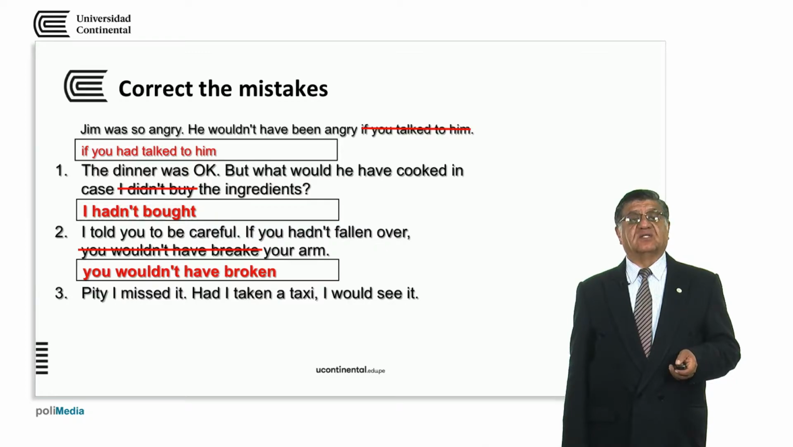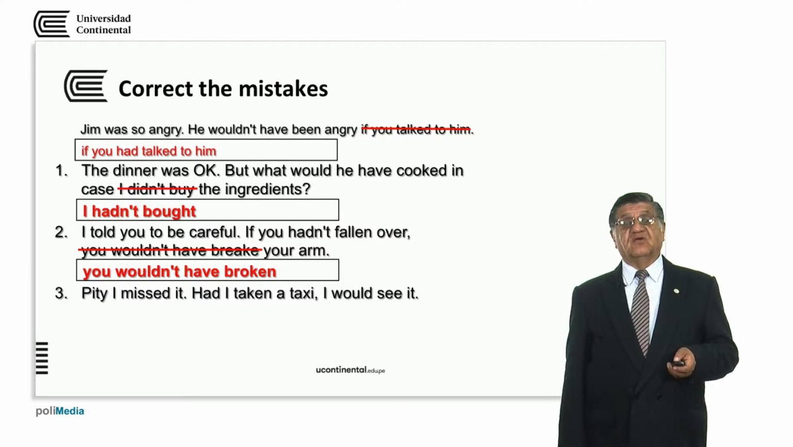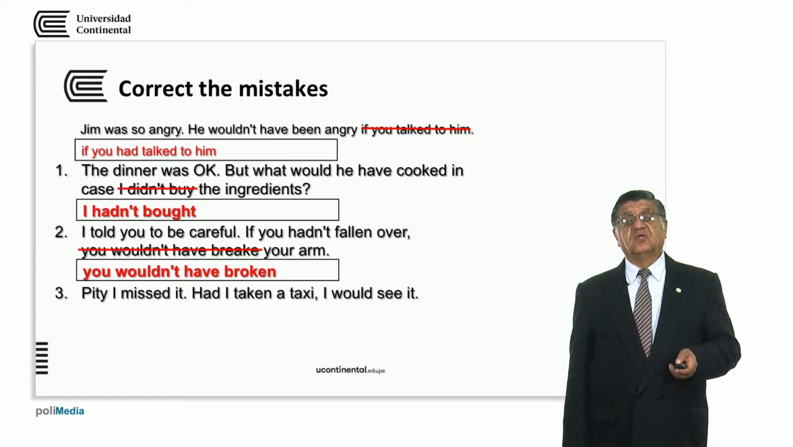Had I taken a taxi, that's the conditional form, the if clause without an if, and the second is the main clause. The if clause, the conditional clause comes with the past perfect. The past perfect uses had and the past participle form of the verb. Had is present, taken is also present, so we have a correct form in the first clause.